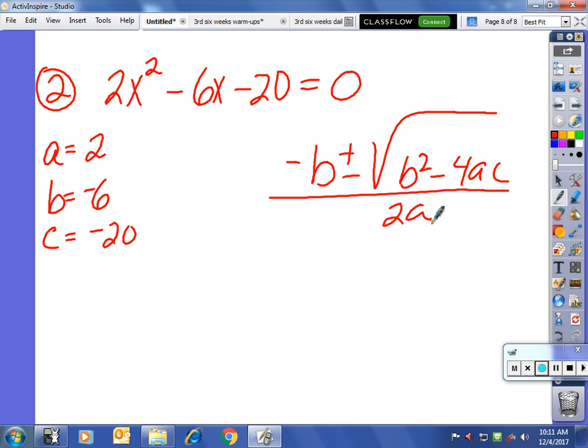The formula will be given to you. You don't have to memorize the formula. Y'all have got to be trying this. If you're not trying, you're never going to get it.